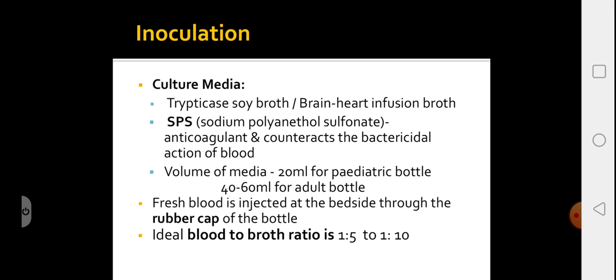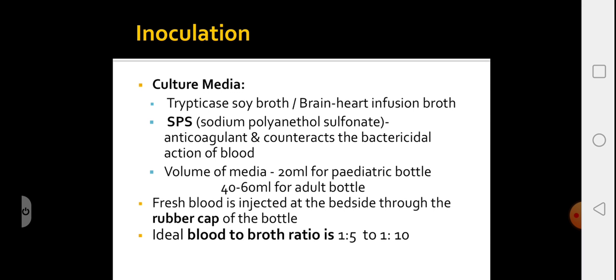One of the ingredients present is sodium polyanethol sulfonate, which is an anticoagulant, because once we add the blood, it should not clot. Another action of SPS is that it counteracts the bactericidal action of blood. Blood has WBCs and complement which might kill the bacteria present in the blood even before we culture. So SPS acts as an anticoagulant, and it also counteracts the bactericidal action of the blood.